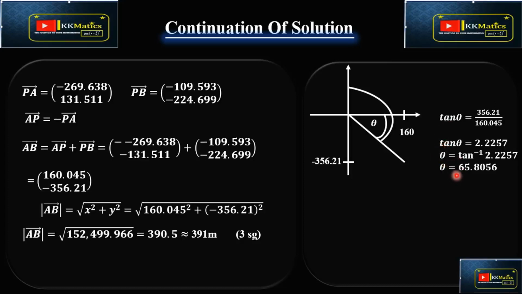So we get our theta to be, now what's your theta? Tan theta equals 356.21 divided by 160.045. So this is the angle. Now watch here. With this, we have our angle here, and this is the x value. Now, don't be confused here. The one you see here is the x value, and that x value is the same as the value that we have here, which is 160.045. And then the y value is minus 356.21, and that's what you have here.